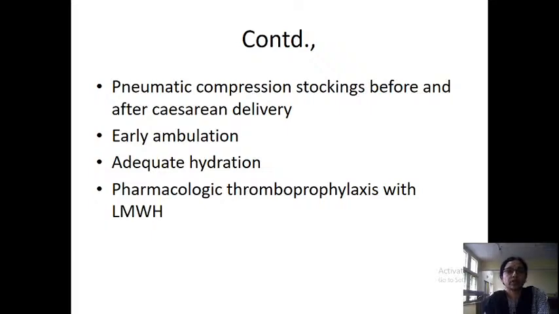And so it is always better to advise these women, to prevent these embolic episodes, the usage of pneumatic compression stockings before and after cesarean delivery, in case they are going for an operative delivery. And always after surgery they will be advised early ambulation and adequate hydration, and also they will be prescribed thromboprophylaxis, ideally with low molecular weight heparin, to prevent venous thromboembolic episodes, especially in the postpartum period, because that period is considered to be the highest risk for development of these embolic episodes.